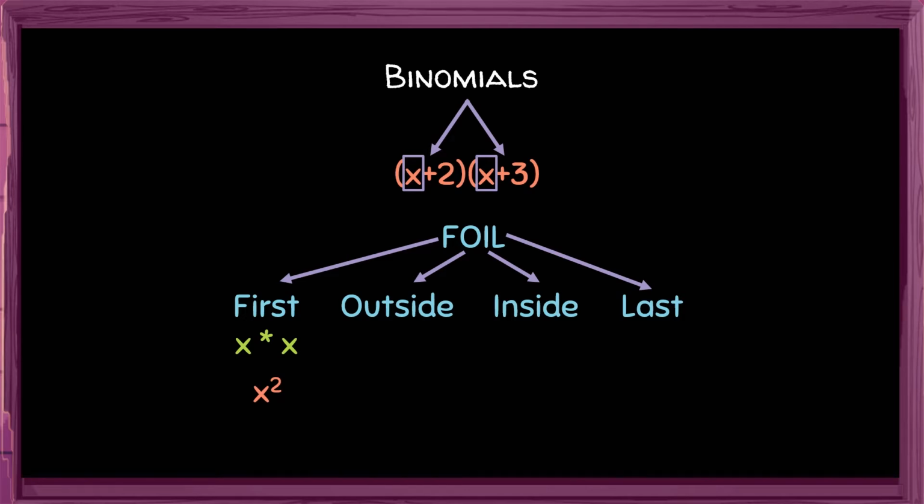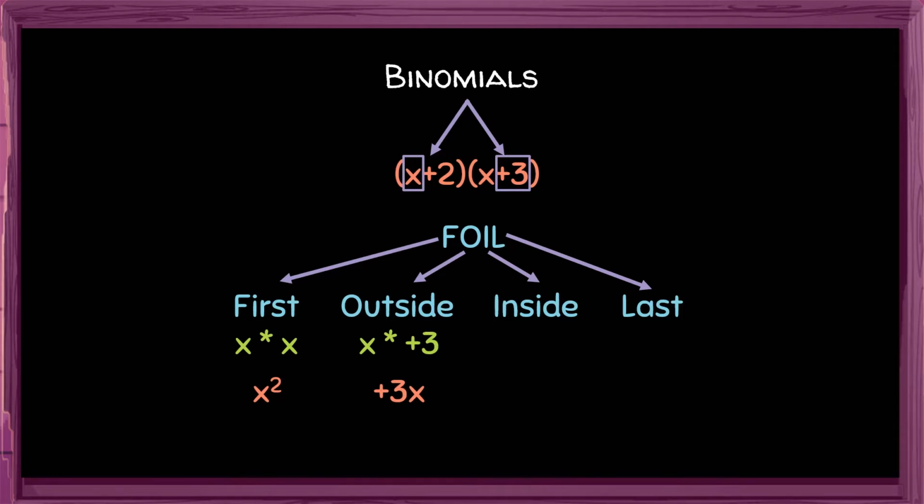The O stands for outside. We multiply together the 2 outside terms, the x at the beginning of x plus 2 times the plus 3 at the end of x plus 3. X times plus 3 gives us plus 3x. Now, we already had an x squared from the first step in FOIL. Now we have plus 3x from our second step in FOIL.